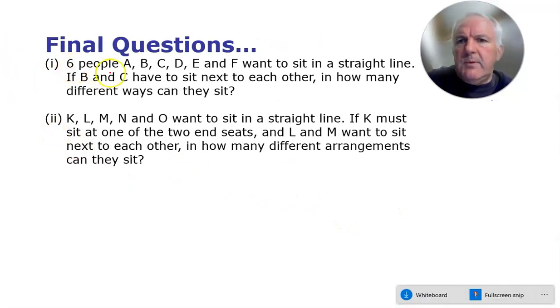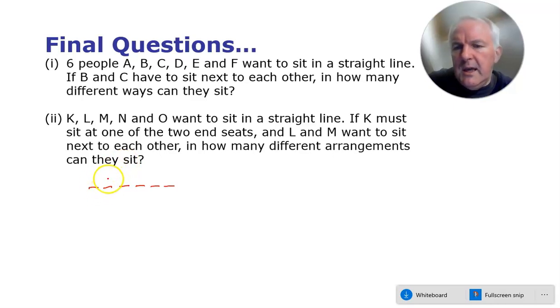And I've got one more set of questions for you. I've got 6 people, A, B, C, D, E, and F, now in a straight line. So we're back to a straight line. 1, 2, 3, 4, 5, 6. And A and B have to sit next to each other. So it's exactly the same then.